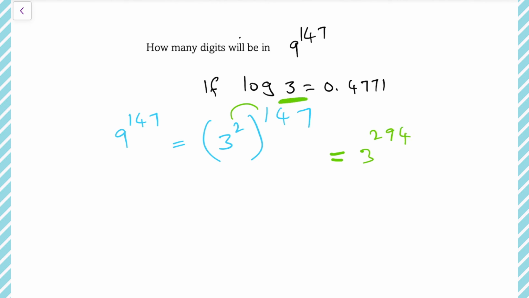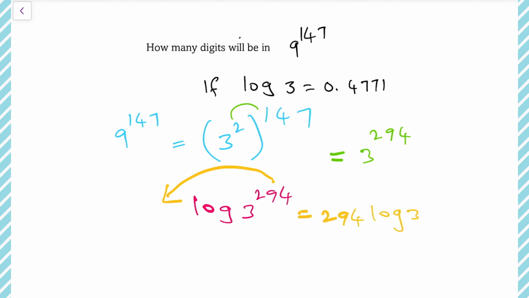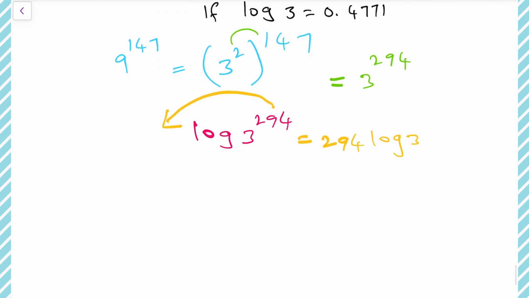Now log 3 value is given, and we got the base also as 3 only. So for this number, after doing the simplification, let us apply logarithm. So log 3 power 294. Here the power is for the main number, so it will go to the front as it is. Then we will get 294 into log 3. So let us apply the log 3 value here. 294 into log 3 value, which is given in the question as 0.4771. 294 into 0.4771.